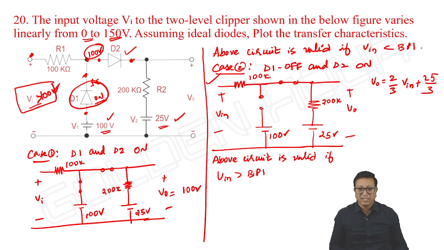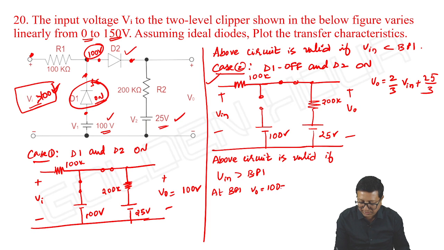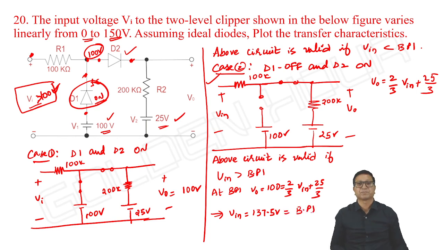That's it. No other circuit is possible. What is the breakpoint? At the breakpoint, V output is equal to 100. It is also equal to 2 by 3 V input plus 25 by 3. This implies V input is equal to 137.5 volts, which is our breakpoint. That's it. These are the two possible cases and the corresponding output equations. Next, the breakpoint value. Everything we have got.